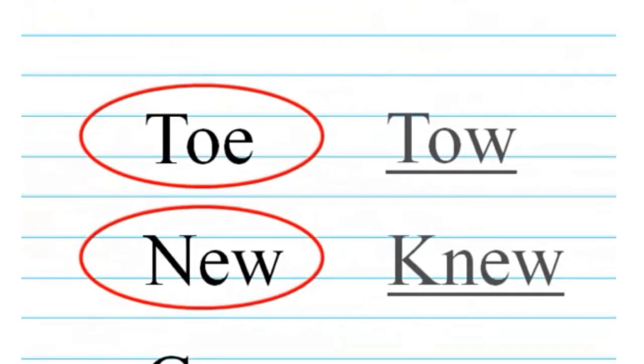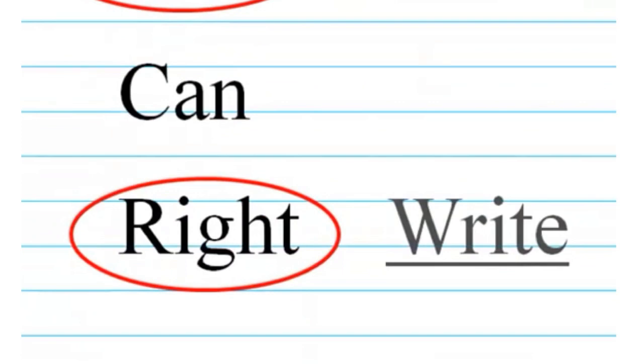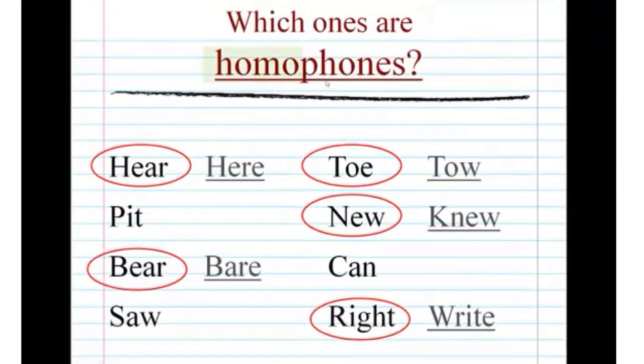Toe and toe: the first is the toe on your foot, and the second is to take a vehicle that has been broken down somewhere else. Knew and new. The first new refers to something brand new, and the second refers to something that you already know, or you knew, like I already was aware of that. Right and write: first is, are you turning the right direction? And the second would be to write something down on a piece of paper. Homophones, same sound, different meanings, different spellings.